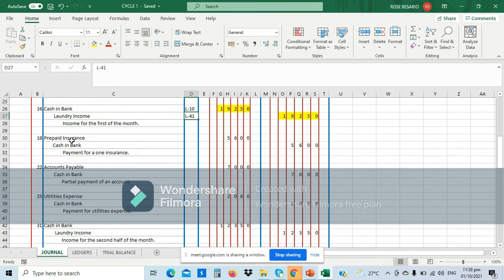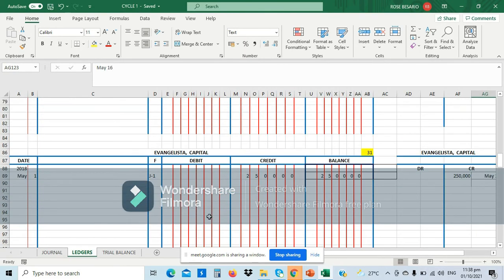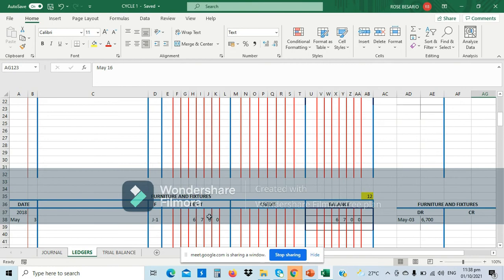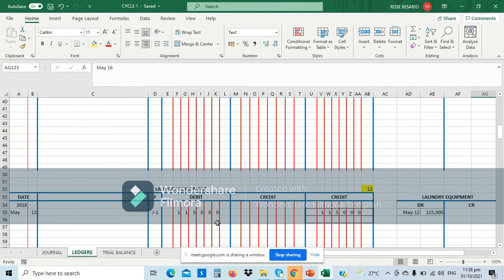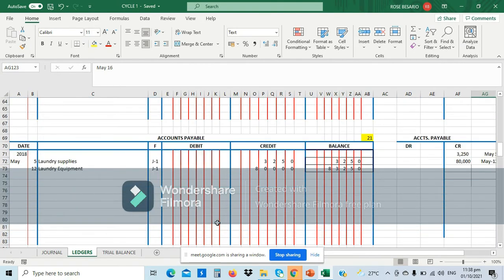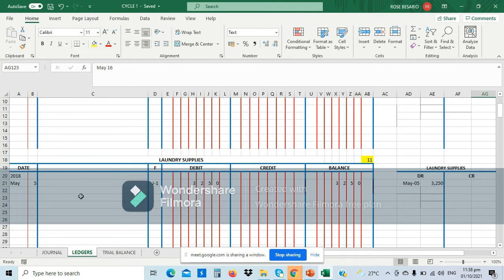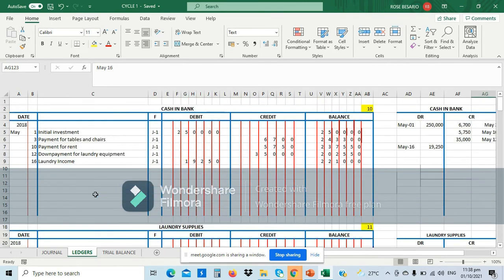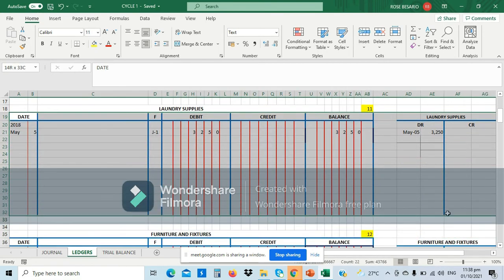So this is prepaid insurance, 5,600. For prepaid insurance, we look for the prepaid insurance ledger. This is an asset, so it's here. Prepaid, we don't have prepaid insurance. So how are we going to do it? We'll just copy this one.